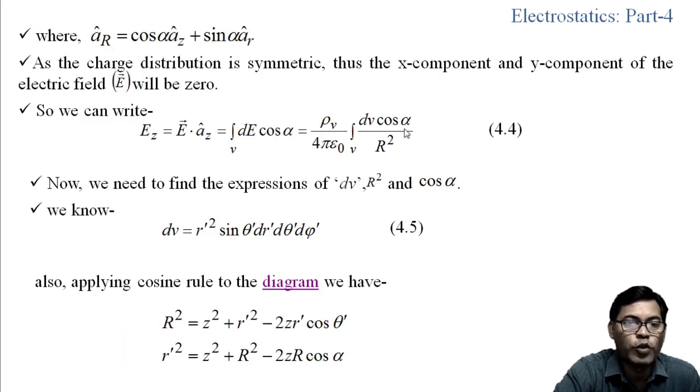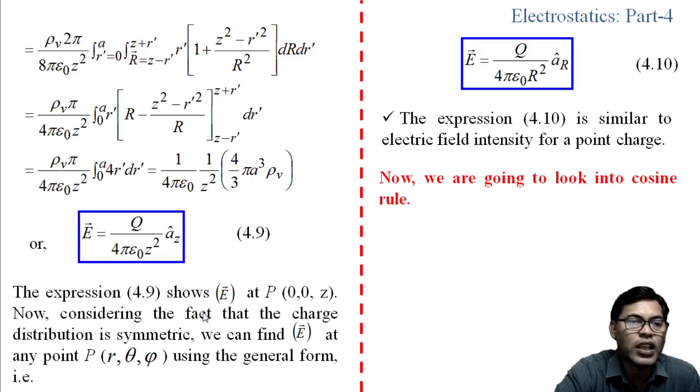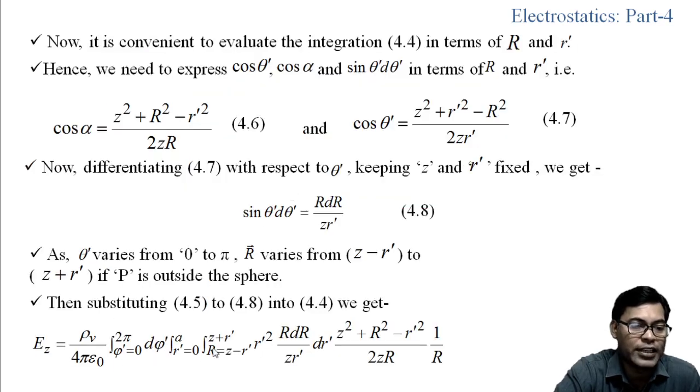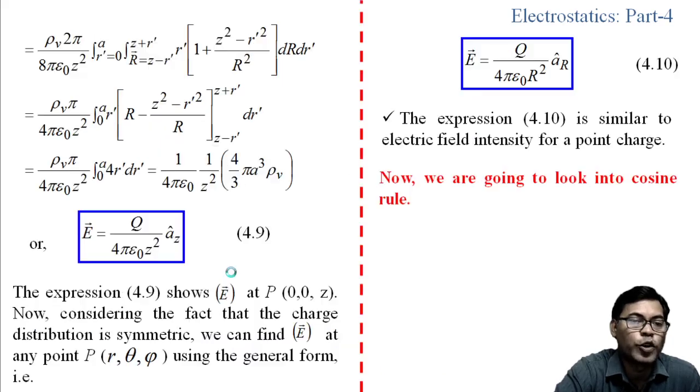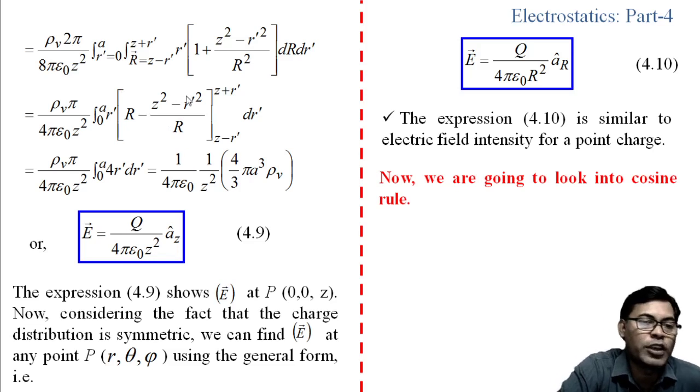Also we can get cos alpha from here, and we can also find out r square. From that we will get the expression of Ez, and the solution is given. The integration part is given here. All the simplification is given here, I am not describing that one, you can see the step by step description.